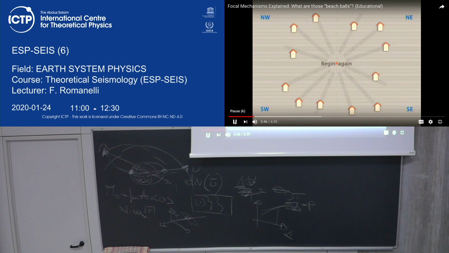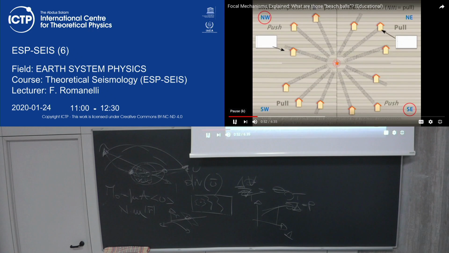We will insert slinkies to demonstrate and exaggerate the compression and dilatation features. Northwest and southeast of the epicenter, the rock is compressed, and the first arriving P waves at those stations are pushes away from the epicenter, plus black. Northeast and southwest of the epicenter, the rock is stretched, and the first P waves are pulls toward the epicenter.